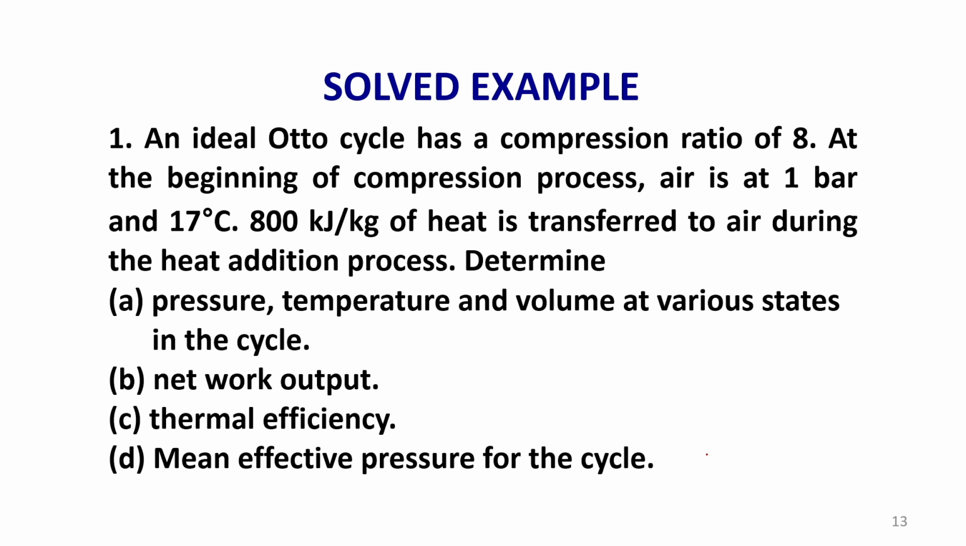An ideal Otto cycle has a compression ratio of 8. So, the r value is given. At the beginning of the compression process, air is at 1 bar and 17 degrees centigrade. 800 kilojoules per kg of heat is transferred to the air during the heat addition process. Determine the pressure, temperature and volume at various states in the cycle, net work output, thermal efficiency and mean effective pressure. This mean effective pressure is a fictitious term. It is the pressure which, if acting on the cylinder, would produce the same amount of work that is produced during the actual cycle. So, that is the mean effective pressure.